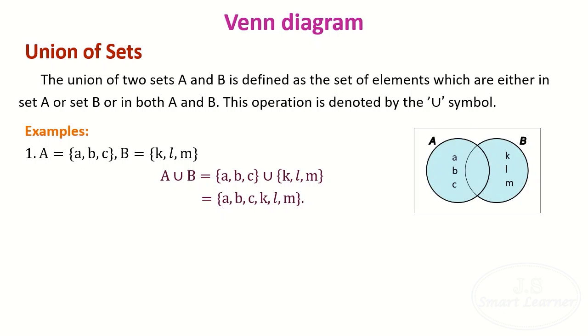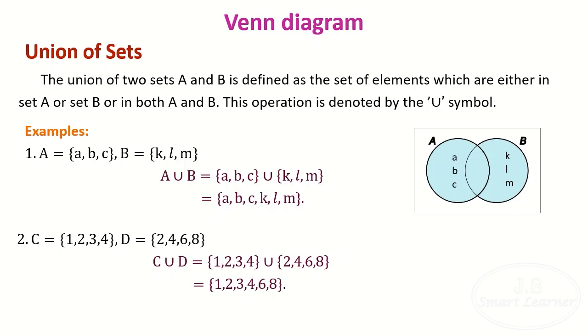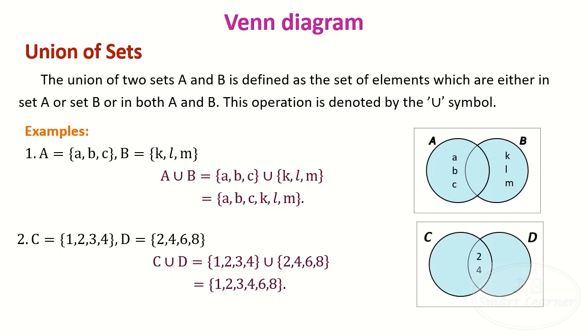Let us see the second example. Take two sets C and D. Then C union D is equal to 1, 2, 3, 4, 6, 8. Now let us see the Venn diagram. First write the common elements in the intersection of both the circles, 2, 4. Then the remaining elements from C are 1, 3. From set D, 6 and 8. So the shaded region in both the sets is called the union of C and D.